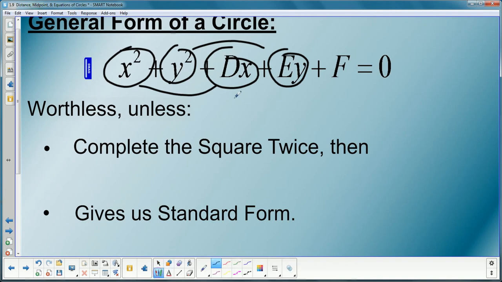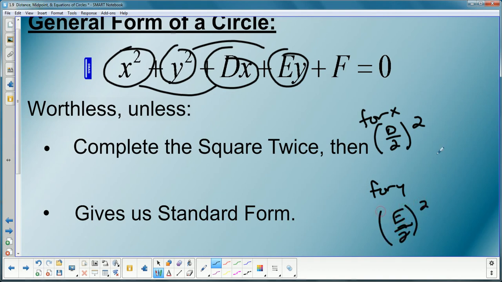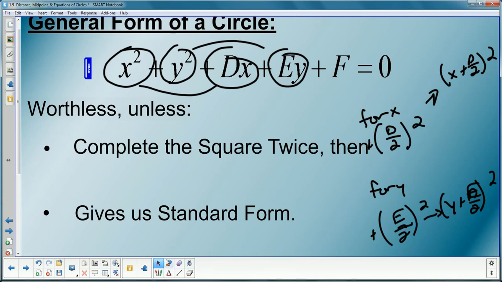So 2 things to remember here. If this is d, what we're going to add to both sides is d over 2 squared. That will help complete the square for x. And if we're going to complete the square for y, we're going to do e over 2 squared. And after we do that, the next step would be x plus d over 2 squared, and on this one it's going to be y plus e over 2 squared.